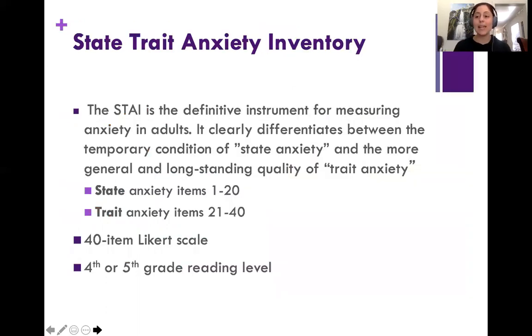Next is the State Trait Anxiety Inventory, and this is a 40-item Likert type scale with scoring that's specific to each item. So what that means is each item is not going to be scored in the same way.